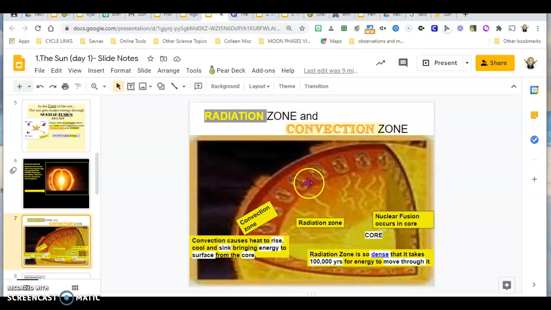So here the energy rises up because it's less dense, reaches the top where it cools off, and then it gets heavier and it sinks back down. It creates these little convection currents, each time grabbing more energy from the radiation zone and releasing it. And that energy travels through space to the Earth.